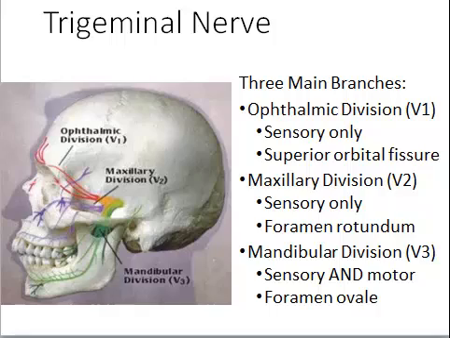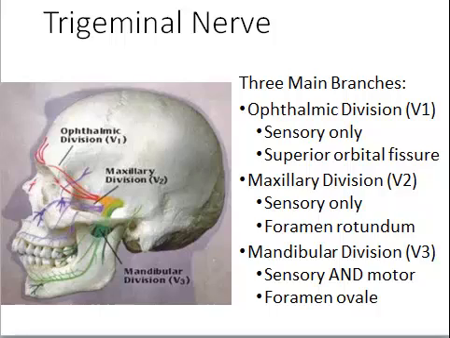So, three main branches of the trigeminal nerve: the ophthalmic, V1, sensory only, superior orbital fissure. So it doesn't move our eyeball, it doesn't give us our lateral movements, our ability to look down, it doesn't give us vision. What it gives us is you're able to have the sense that I've just poked you in the eye, or you have an eyelash in your eye. So that's the sensory component of the ophthalmic division.